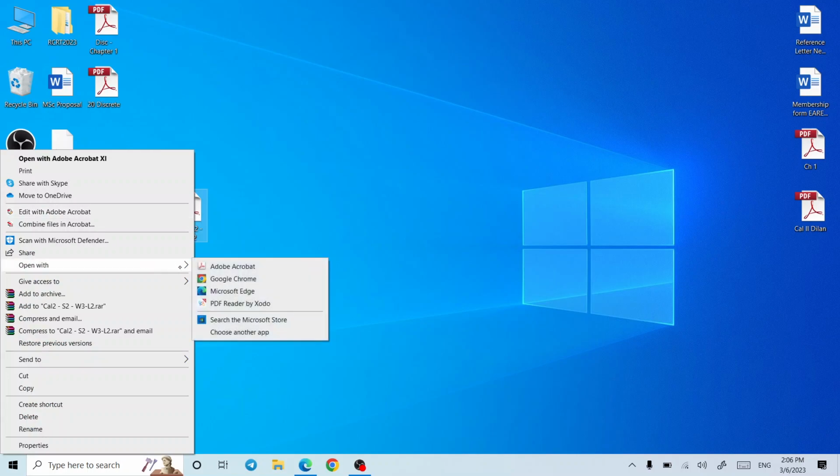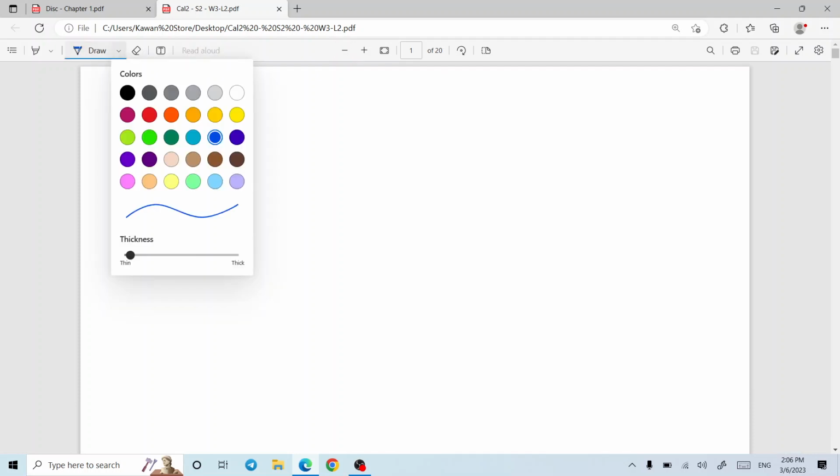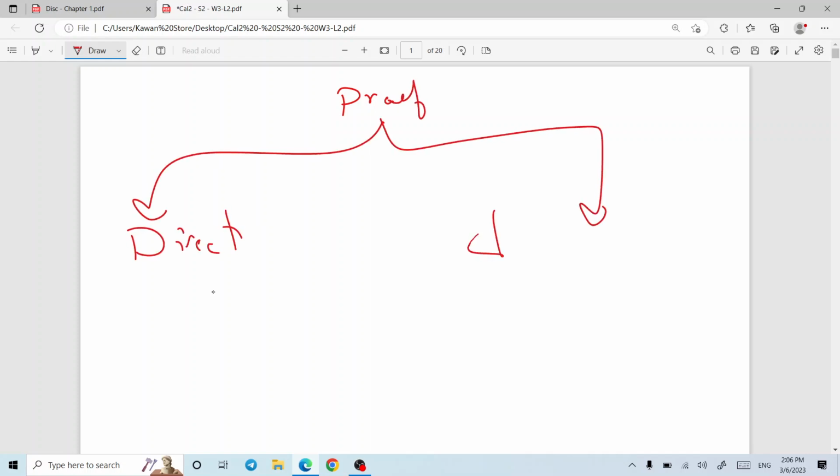So how many methods do we have for proving a theorem? Two methods, right? Direct and indirect. We can prove it by direct or indirect. Direct is P implies Q. We are not going to change anything. We start with P and then we will get Q, right?